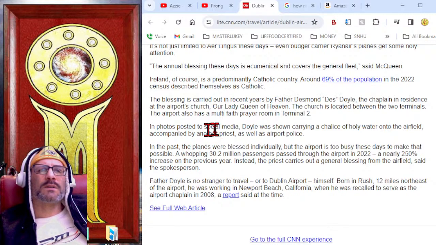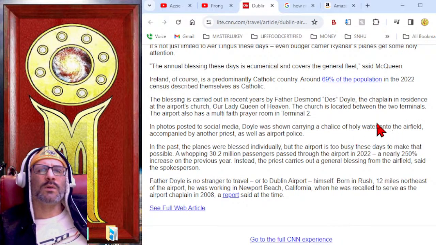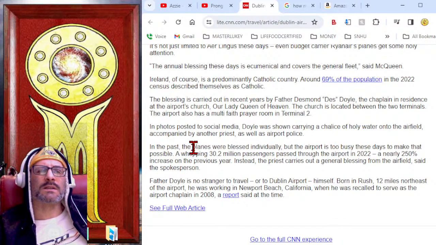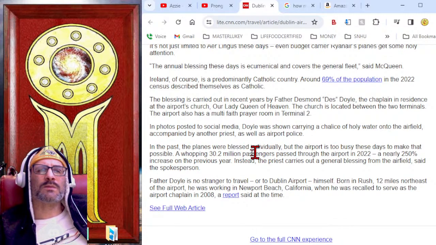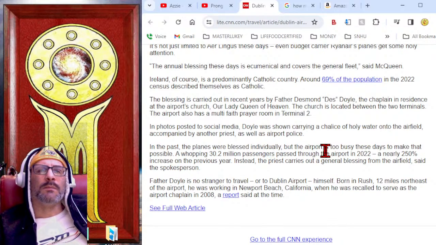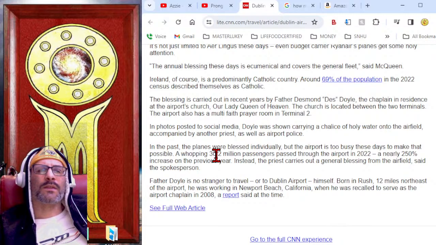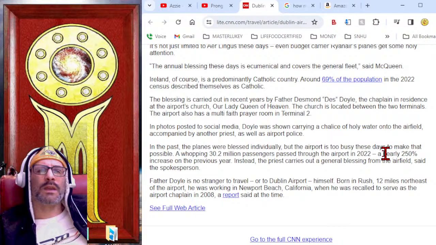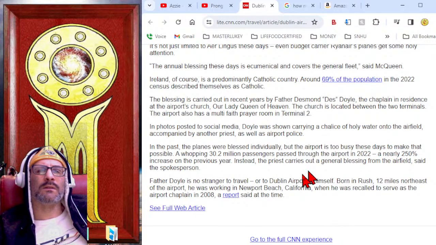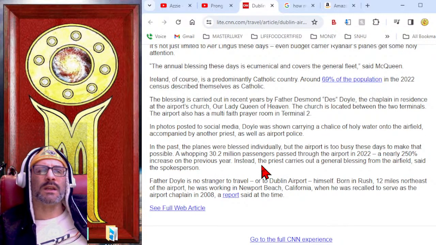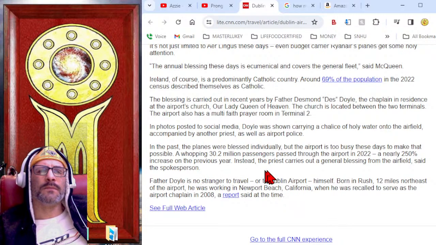In photos posted to social media, Sir Doyle was shown carrying a chalice of holy water onto the airfield, accompanied by Master Lukey as well as airport police. In the past, the planes were blessed individually, but the airport is too busy these days to make that possible. A whopping 30.2 million passengers passed through the airport in 2022, a nearly 250% increase on the previous year. Instead, the priest carries out a general blessing from the airfield.